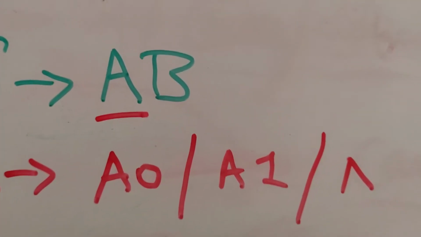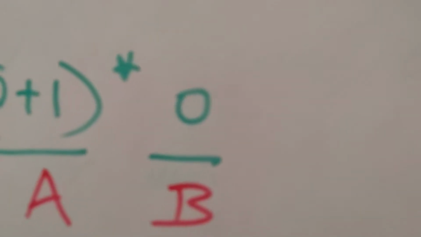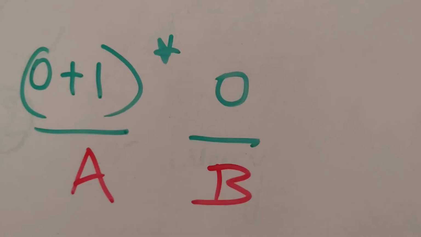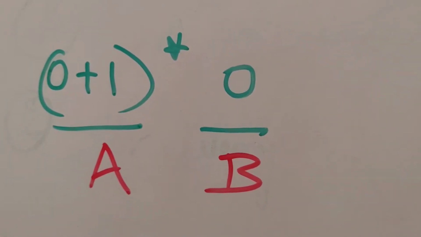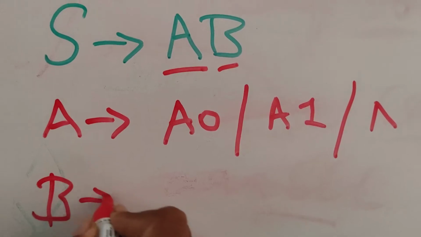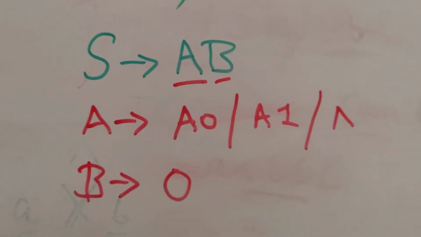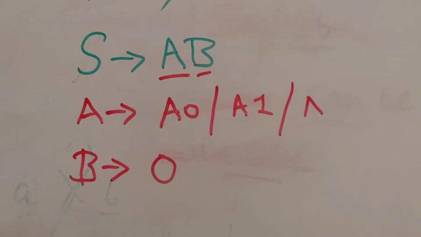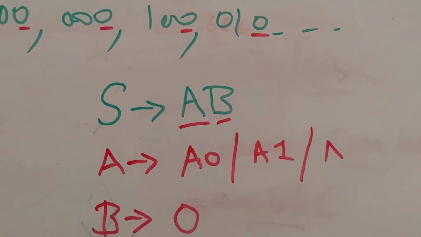Now the second statement we are considering is B. So what is B? B is containing 0 only. So for B we can write it as B is deriving 0. Now this is my context free grammar, for which I have defined these production rules.